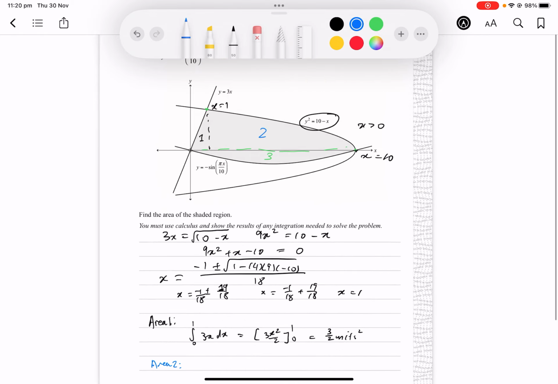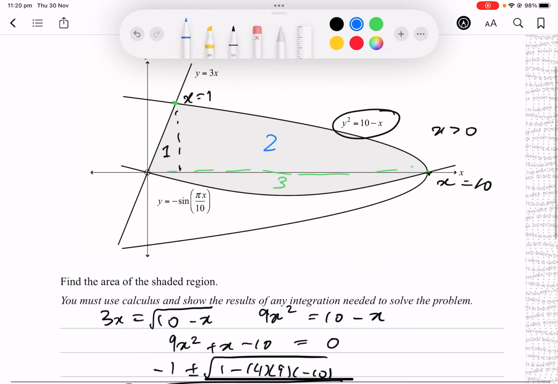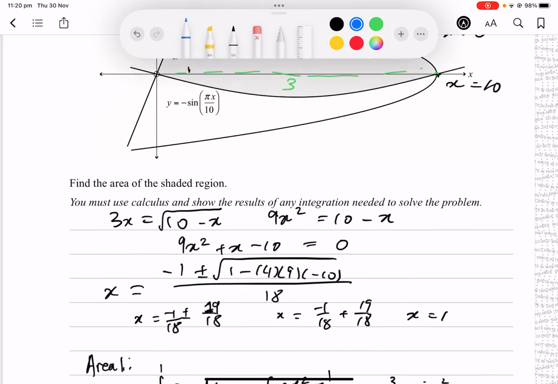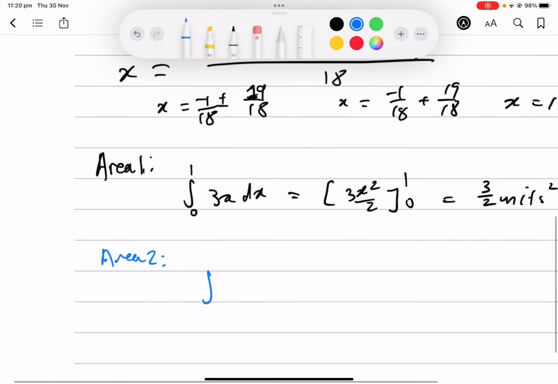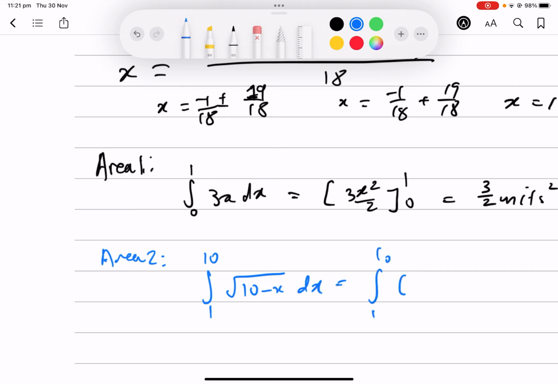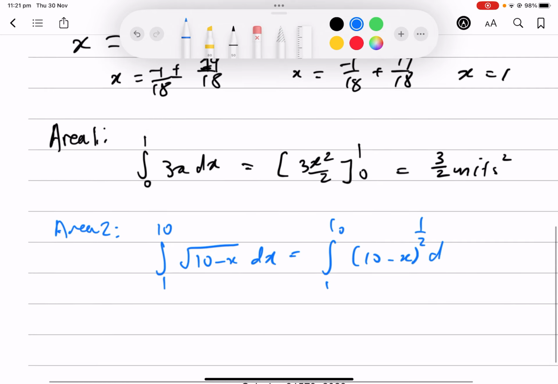For area number 2, we're going to be looking at the curve y squared equals 10 minus x, between x equals 1 and x equals 10. So that's going to be from 10 to 1 of the curve y squared equals 10 minus x. So we have the square root of 10 minus x dx. We can rewrite this as 10 minus x to the power of 1/2 dx.